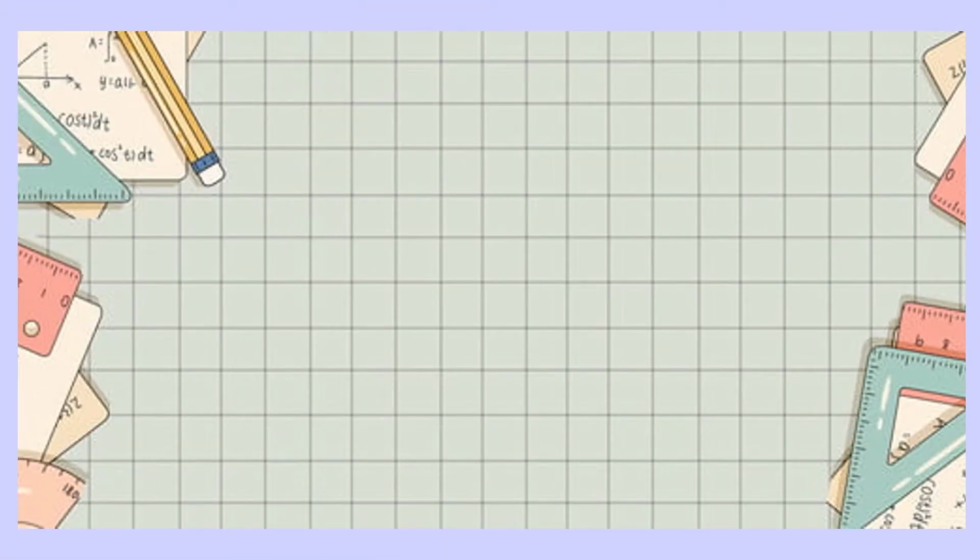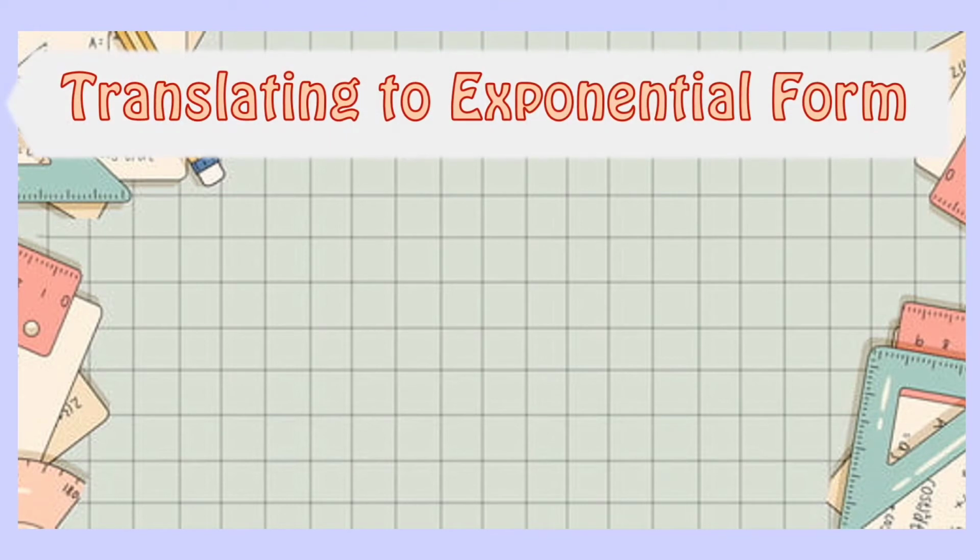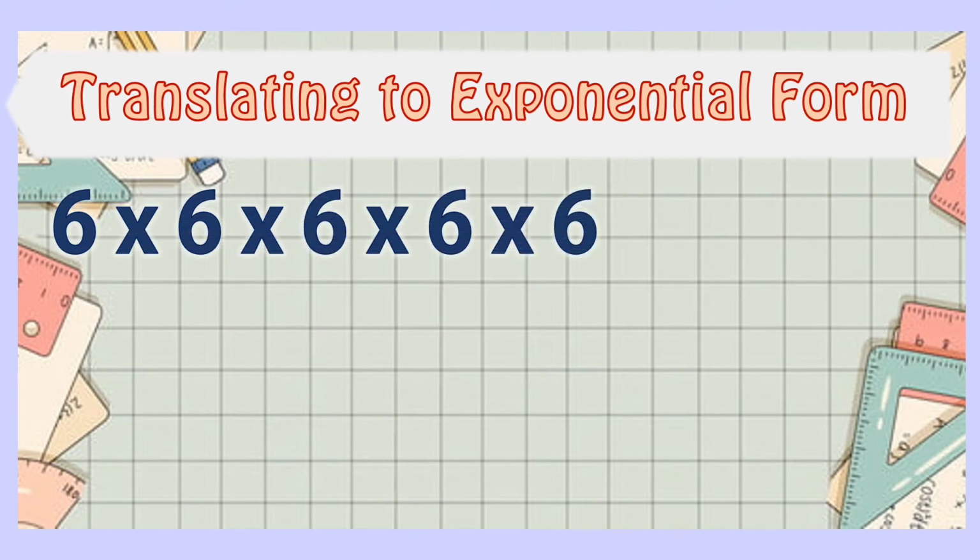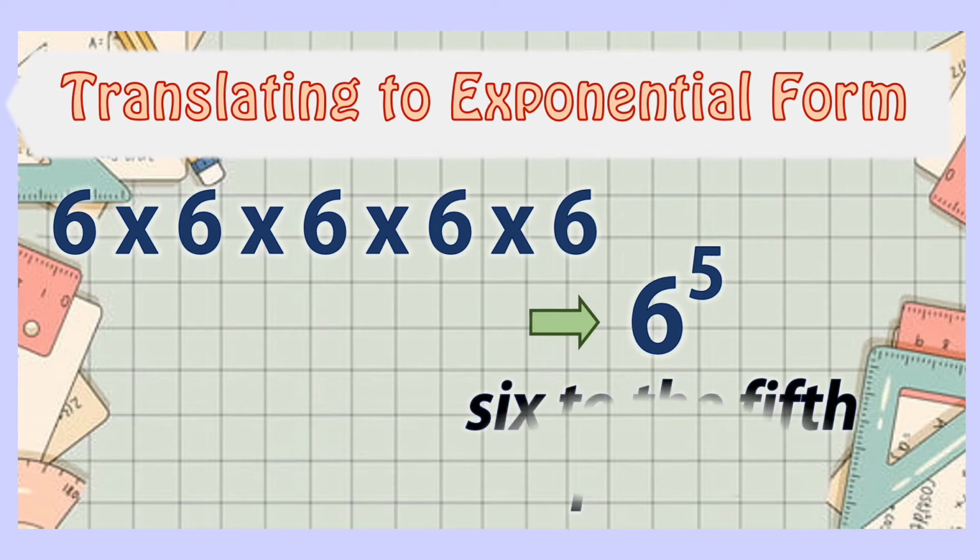Now, let's learn how to translate an equation to exponential form. For example, we have 6 times 6 times 6 times 6 times 6. So first, we write the base, which is 6, and then for the exponent, we will count how many 6s there are. So let's count 1, 2, 3, 4, and 5. So there are 5 6s. That means that 6 should be multiplied 5 times, and the exponent is 5. And you'll read it as 6 to the 5th power.